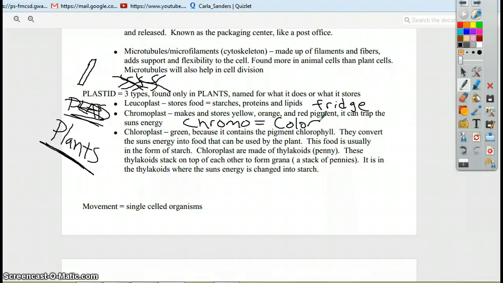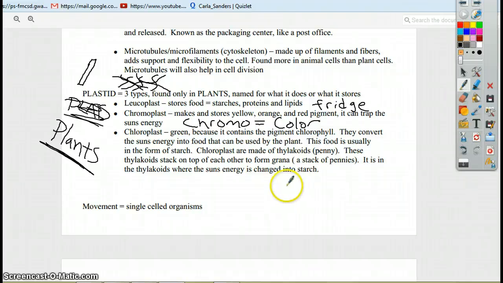Chloroplast is green. And the only reason it's green is because it contains chlorophyll. That's not its function. That's not its job. Chloroplast's job is not to be green. Its job is to take the sun's energy and convert it into food that the plants can use. The food is starch or carbohydrate, which we've talked about many times. Chloroplasts are made of something called a thylakoid, which looks like a penny. These thylakoids stack on top of one another to form grana, which is like a stack of pennies.